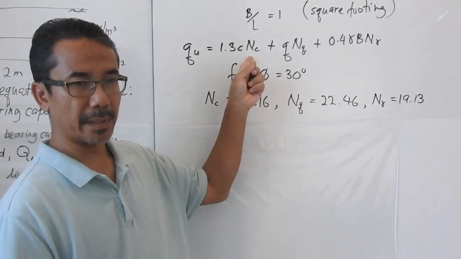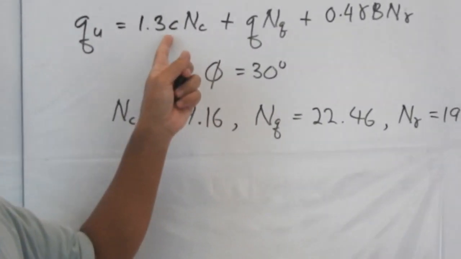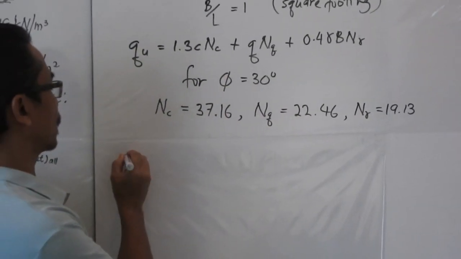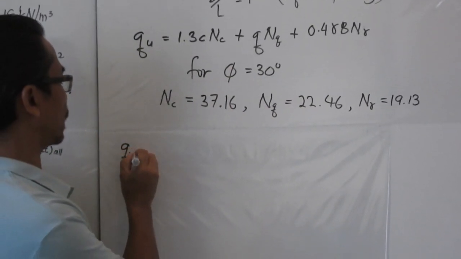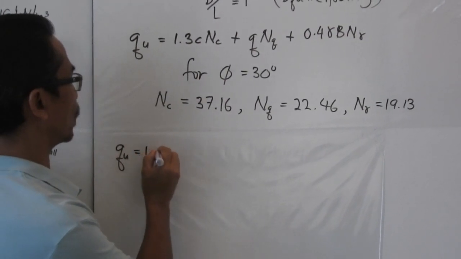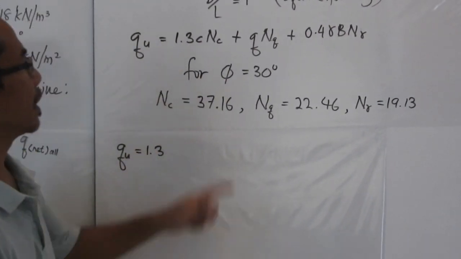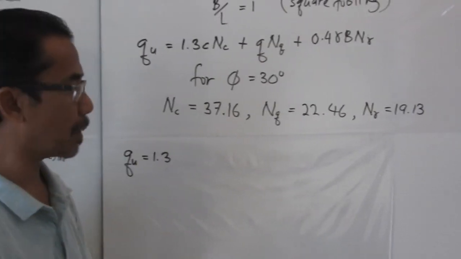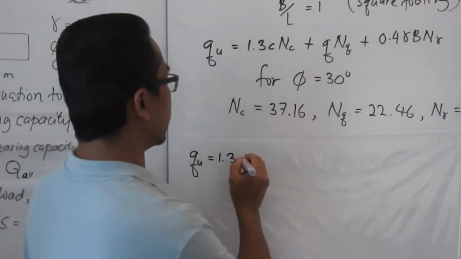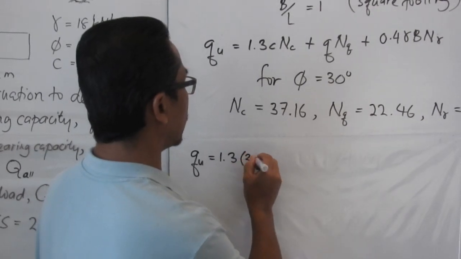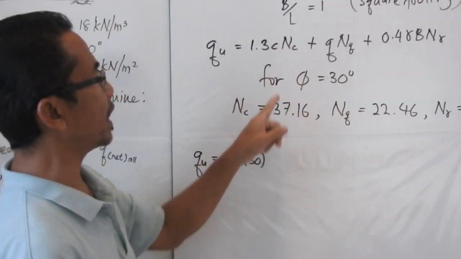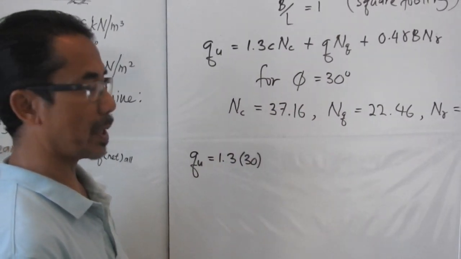Okay, after we have obtained the values of bearing capacity factors, then we insert these values into the ultimate bearing capacity equation, as well as other soil parameters, right? So q sub u is equal to 1.3. c is the cohesion of the soil. If you refer to the diagram or the soil properties, c is equal to 30 kilonewton per meter squared, and then multiply by N sub c, which is 37.16.